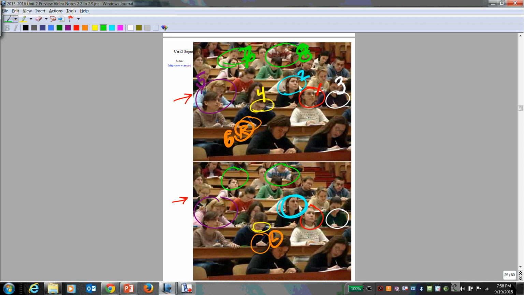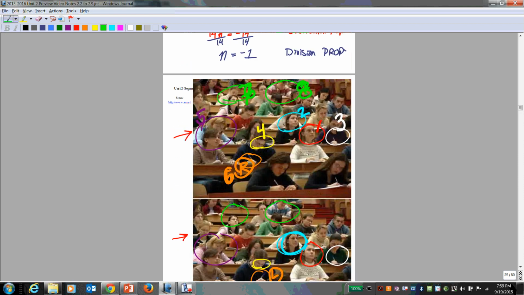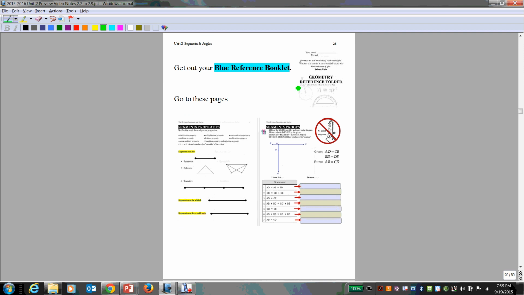I'm really curious. Now, on that note, again, it's all about being very close observers. That's the whole point of the next section. You need to go in your reference booklet, please. And we're looking at these 2 pages. We're going to do some problems together.